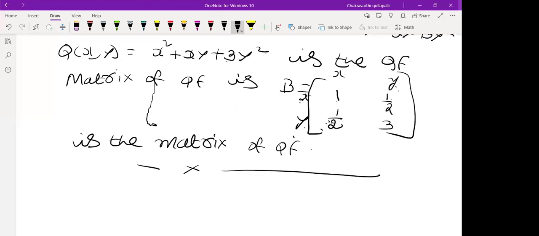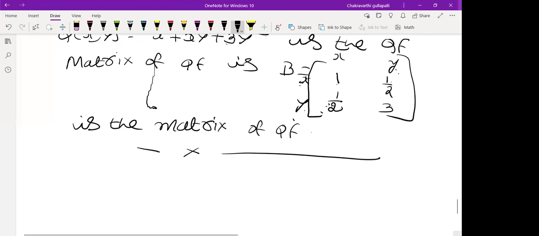So we have seen, given a quadratic form, how to write the matrix of the quadratic form. Given the matrix, how to get the quadratic form. Both we have seen. Okay. Now, any doubts up to this?